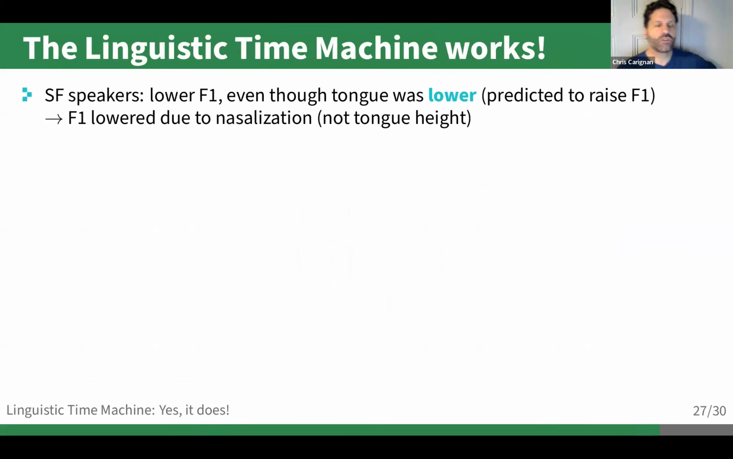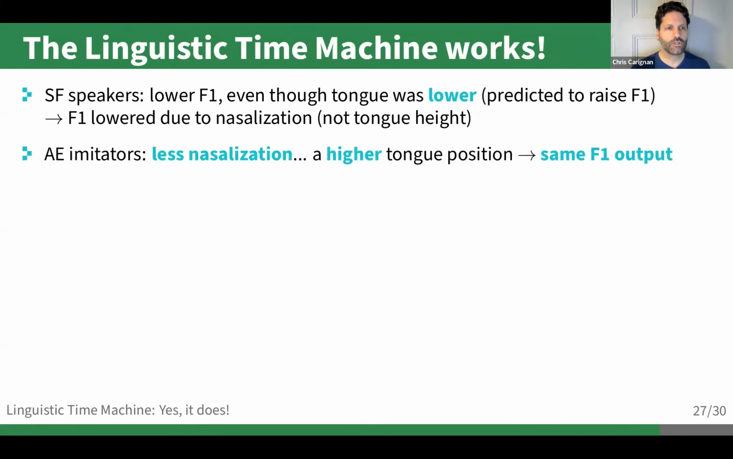So I think it works. So I have SF here because these were specifically, it's not really important for this talk, Southern French speakers. They produced the nasal on with a lower F1, even though the tongue was lower, which is predicted to raise F1. So this lowered F1 relates back to what I found as the independent effect of velum lowering, that this lowered F1 is not due to tongue height, but due to nasalization. However, these imitators produced less nasalization and a higher tongue position to get the same F1 output.